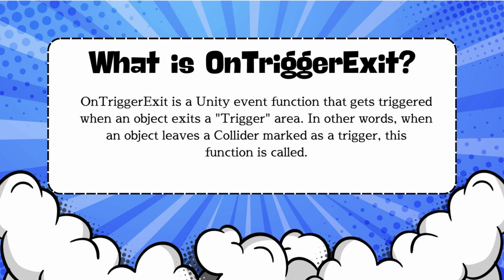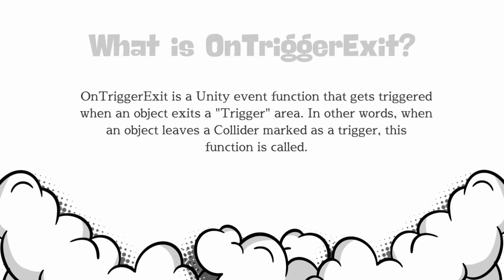What is OnTriggerExit? OnTriggerExit is a Unity event function that gets triggered when an object exits a trigger area. In other words, when an object leaves a collider marked as a trigger, this function is called.